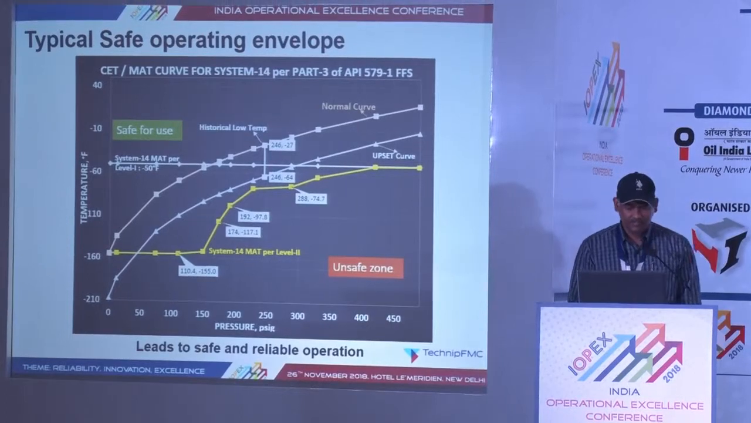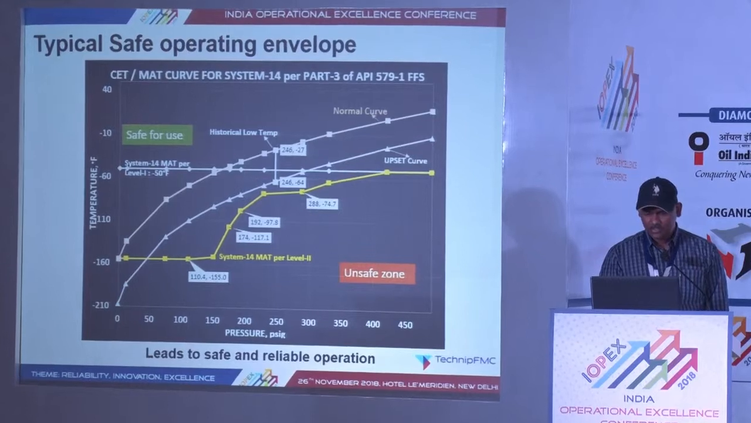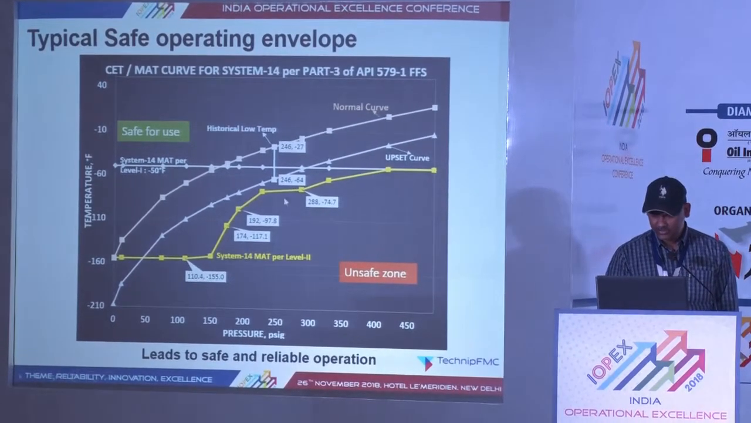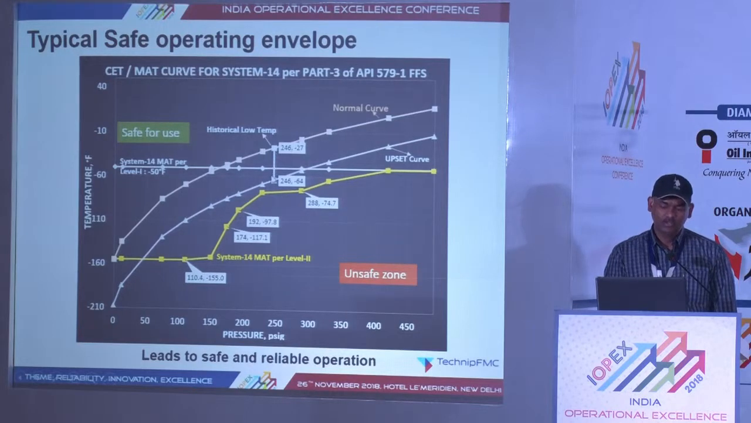And this is a typical safe operating envelope which we developed for each and every identified system. In short, if you see this orange color curve, which is the normal operating curve, the material selected was an impact tested carbon steel with a minimum allowable temperature of minus 50 degrees. So this was sufficient for normal operating conditions. But in the upset conditions, the critical exposure temperature will go to minus 64, which will lead to a brittle fracture.